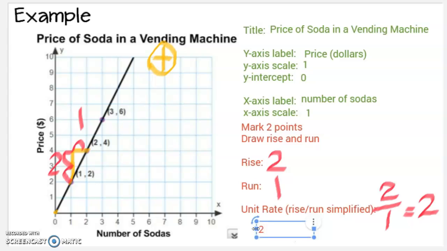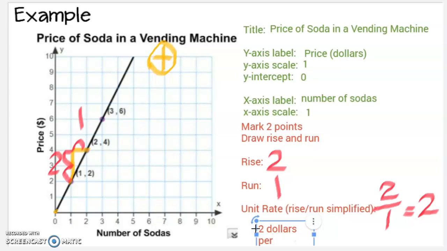2, whatever our y is, it's price, but in dollars, right? So we say dollars per whatever our x is called, right? Hours. So that is what my final answer would look like. That is our slope, also known as the unit rate of our graph.